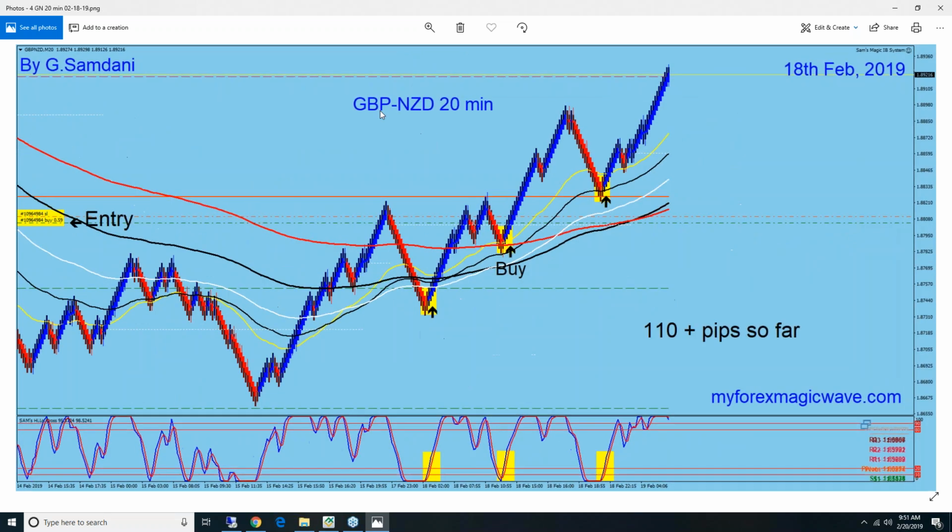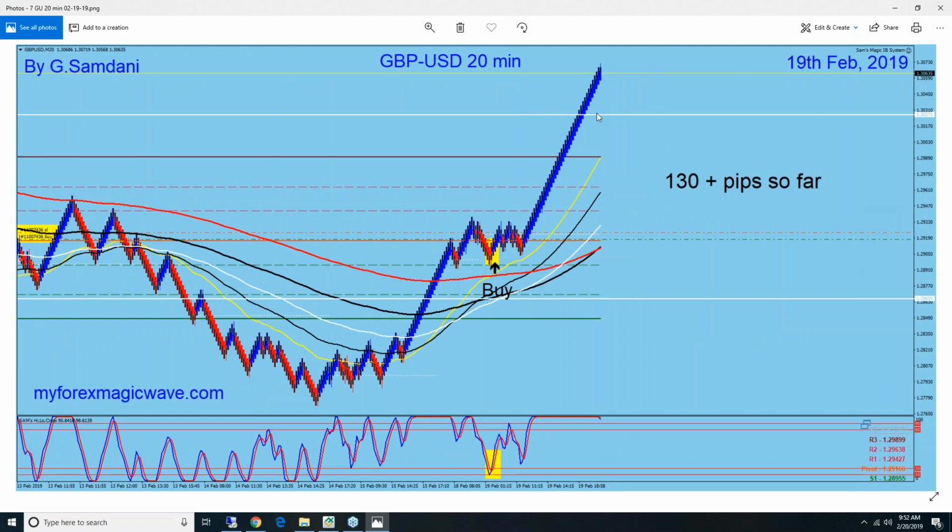On the 18th, pound Newsy, this was a beautiful entry. I didn't take this one, but this is the one that I took. And you can see here, right? And this was another entry. I'm just showing the entries, but it wasn't taken. This is the one, and it went up 110 pips. All pound pairs, remember, pound Newsy, this is the one.